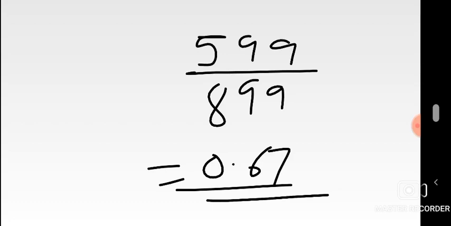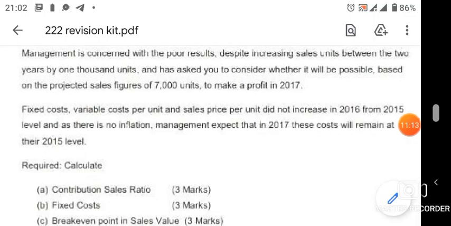But B asks for fixed cost. How do you get fixed cost? Well, they stated something. Let me take you back so that you can see why I paused when I was reading the question earlier on. Let's read that statement together. Fixed costs, variable costs per unit, and sales per unit, I'm in the second paragraph by the way, did not increase in 2016 from the 2015 level. Did not increase from the 2015 level.